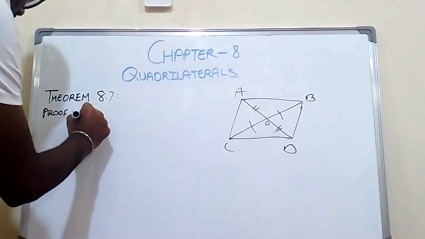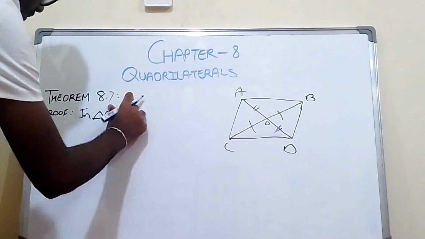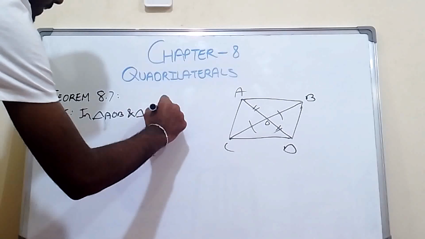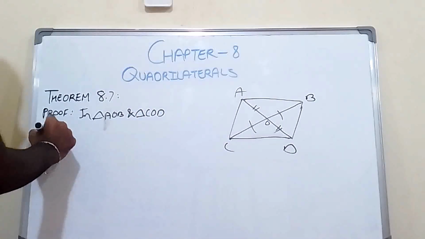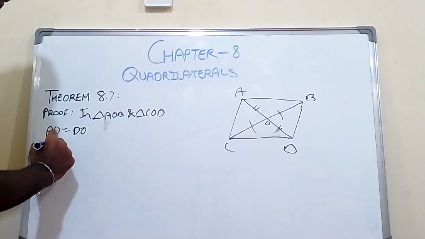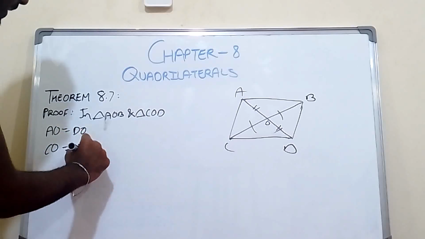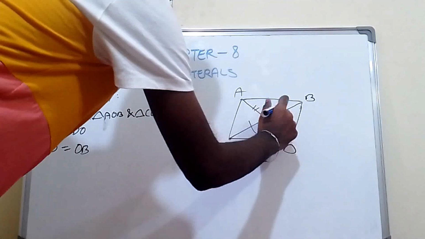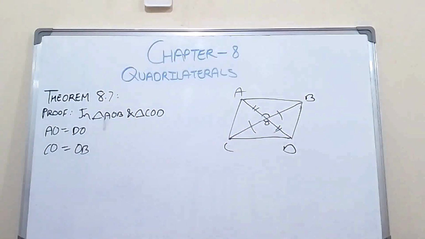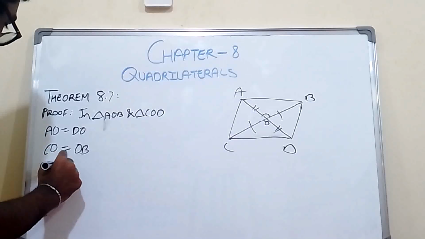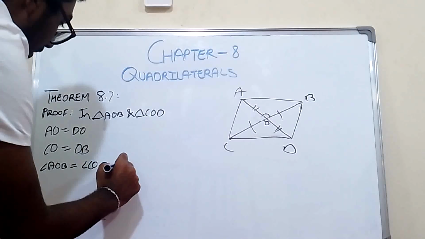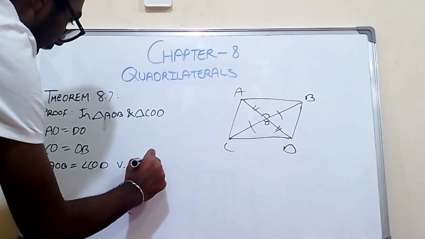So in triangle AOB and triangle COD, we have AO is equal to DO, given, and CO is equal to OB, given. And we know that these two angles are equal because of vertically opposite angles. So angle AOB is equal to angle COD because of vertically opposite angles.